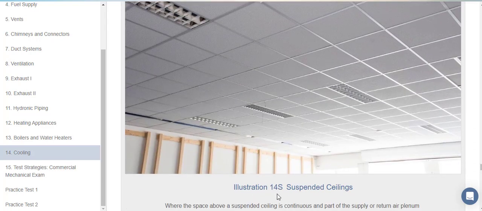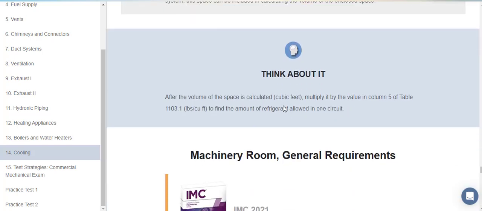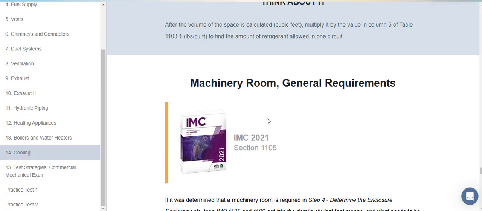Illustration 14 is a suspended sealed ceiling, whereas the space above a suspended ceiling is continuous and a part of the supply or return air plenum system. This space can be included in calculating the volume of the enclosed space, so it must be included. Think about it. After the volume of the space is calculated in cubic feet, multiply it by the value in column 5 of table 1103.1, pounds per cubic foot, to find the amount of refrigerant allowed in one circuit.